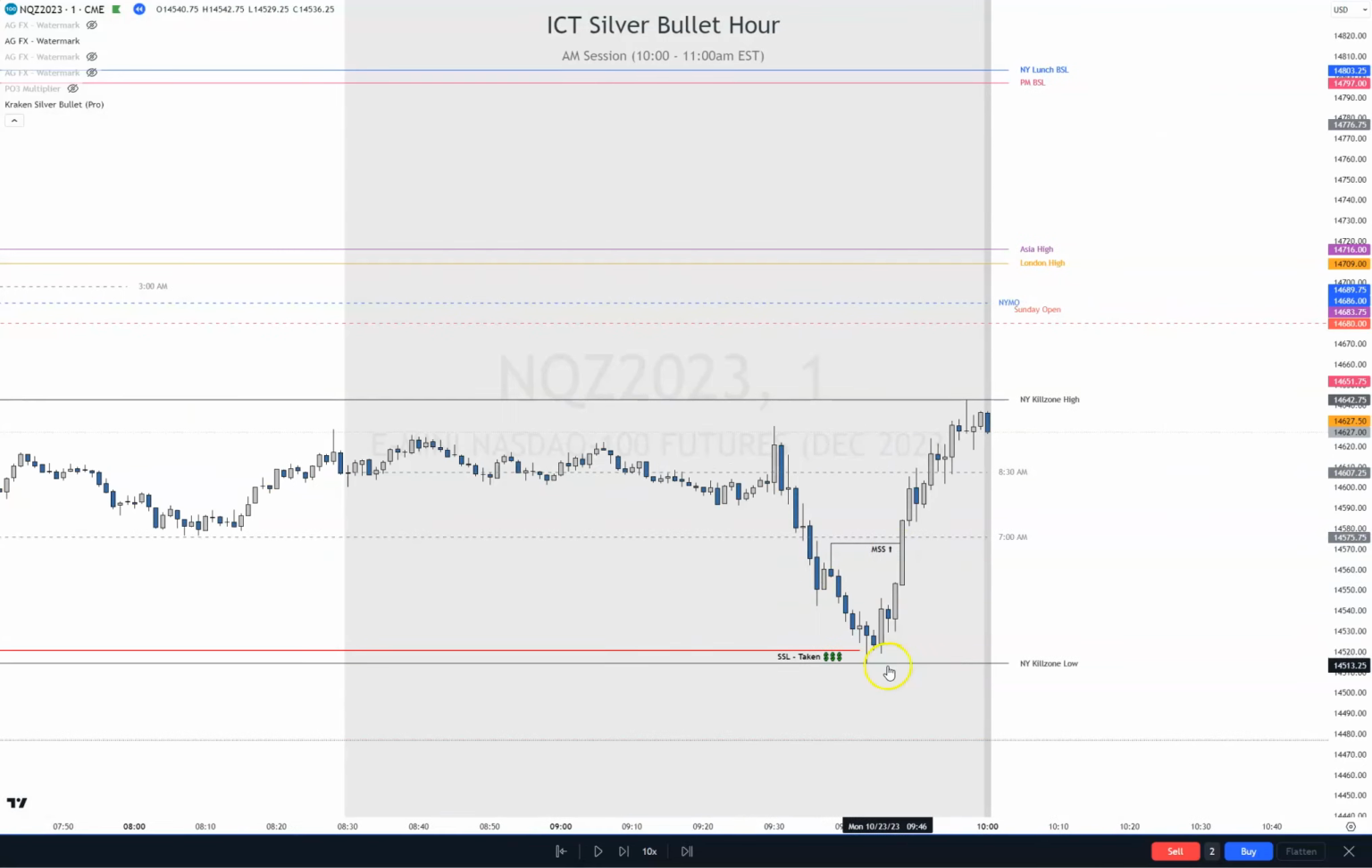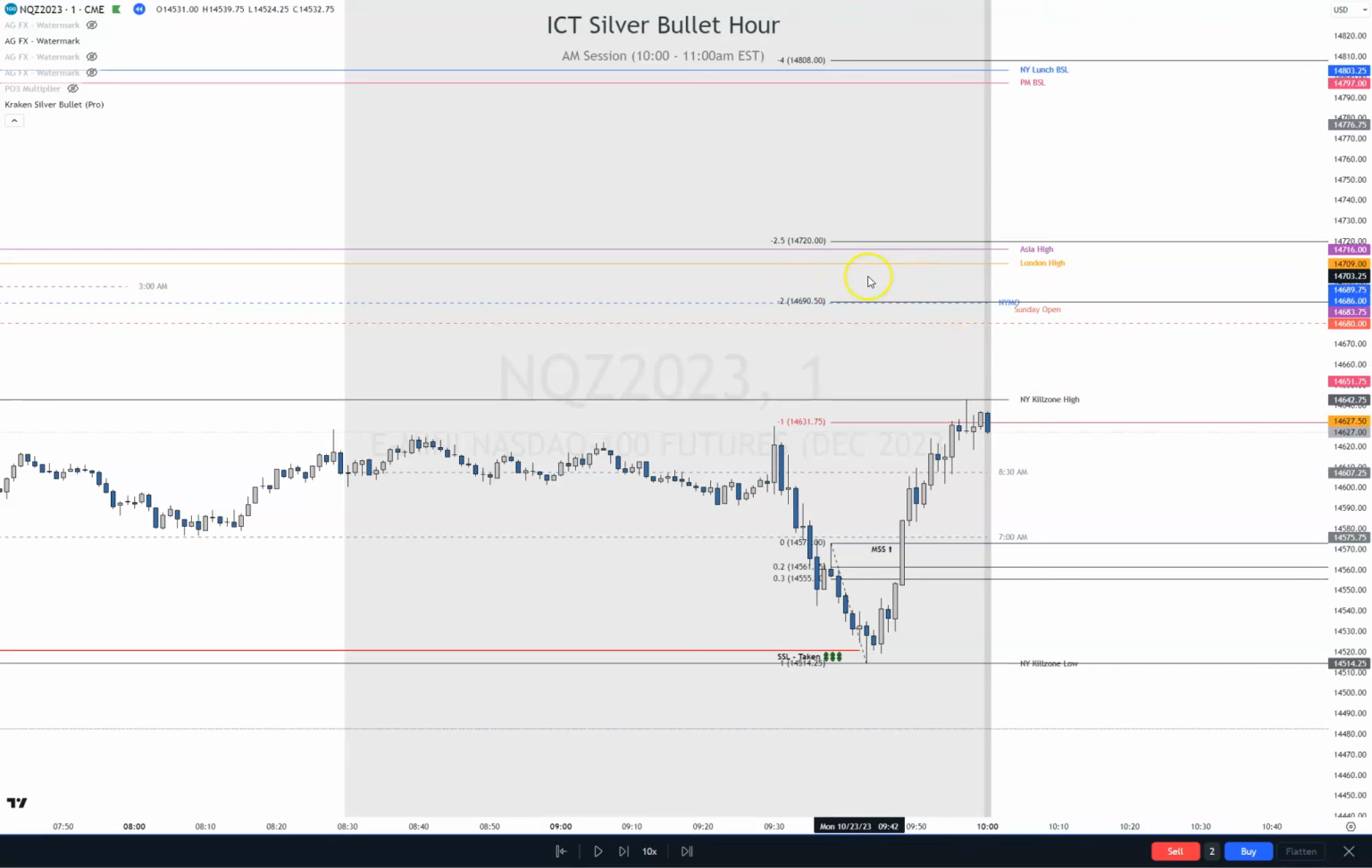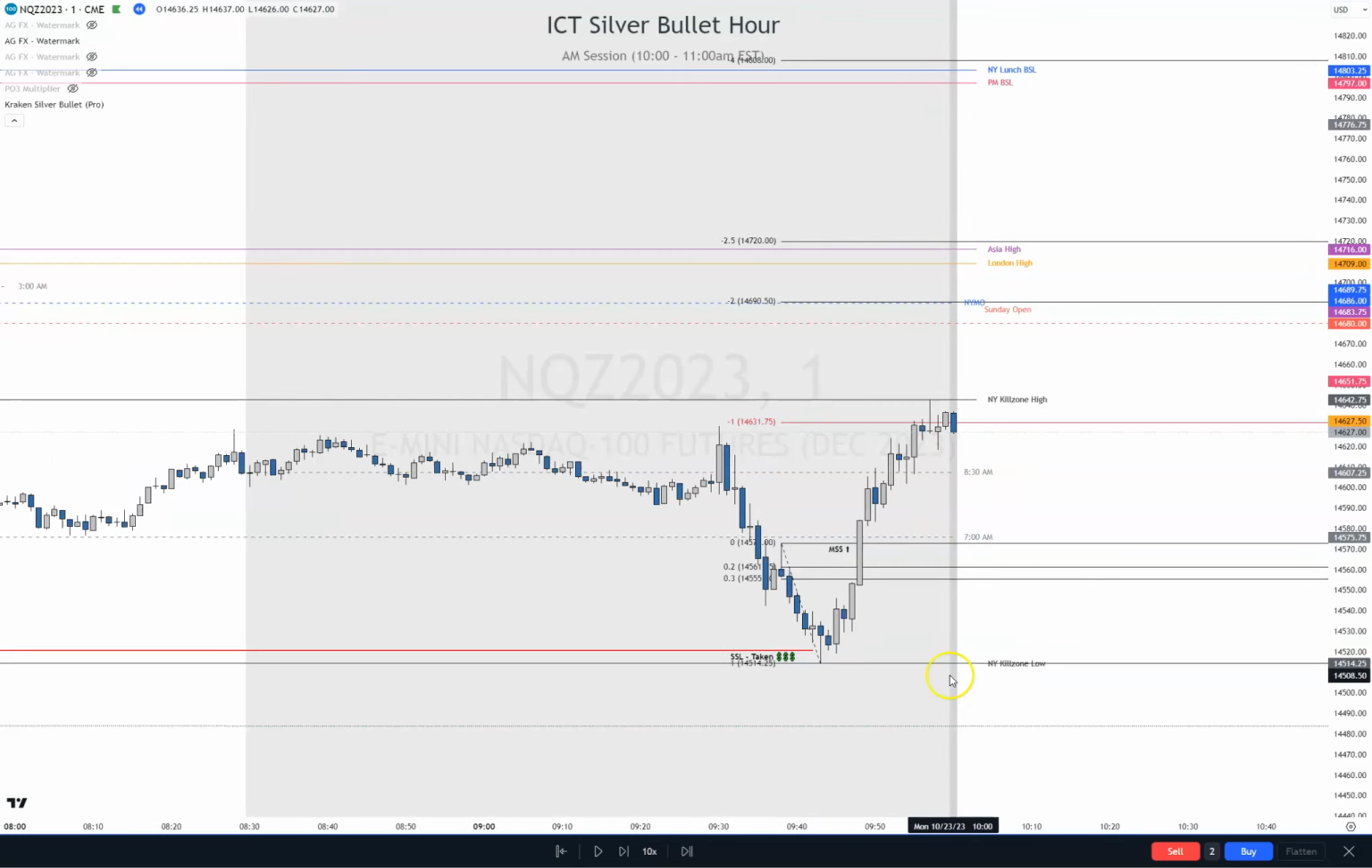Okay. Now if I pull a fib from low to high here, I want to see where my projections are. 2.5 is right around here, which is what I'm really targeting. It could go all the way up to 4. That's kind of right where New York lunch and PM session buy side is resting. So right around these big levels, we have some major liquidity around them. That's kind of what I'm targeting. This will be the first one we'll be targeting, and then we'll see if it plays out to there.